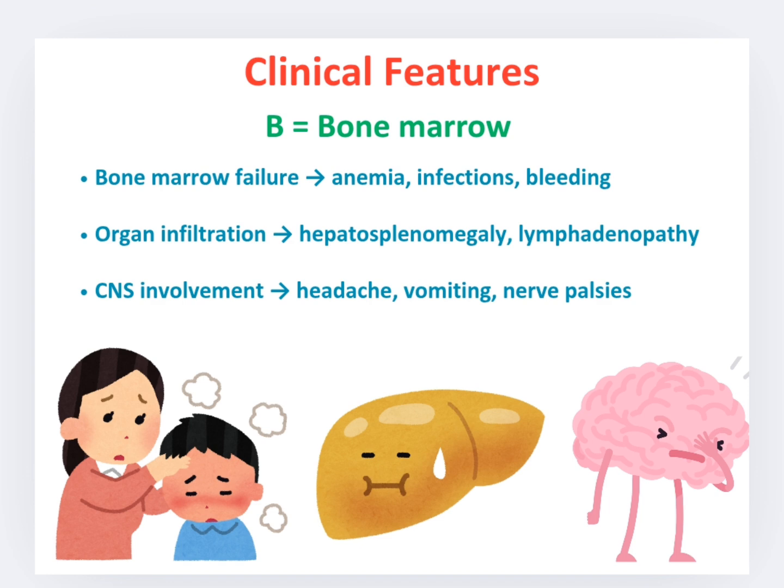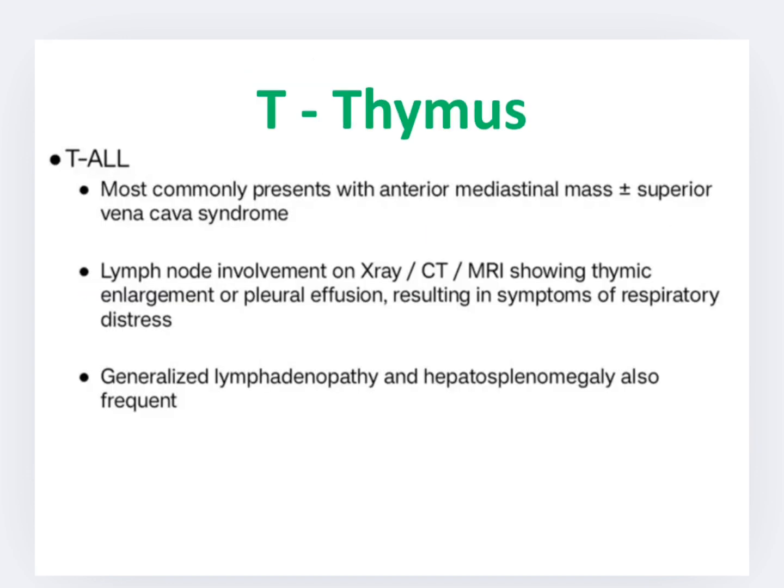Now, moving on to the clinical features. B-ALL is most commonly seen in bone marrow. It affects bone marrow, so there is bone marrow failure, anemia, infection, and bleeding, while hepatosplenomegaly and lymphadenopathy are seen, and also CNS involvement characterized by headache, vomiting, and nerve palsies.